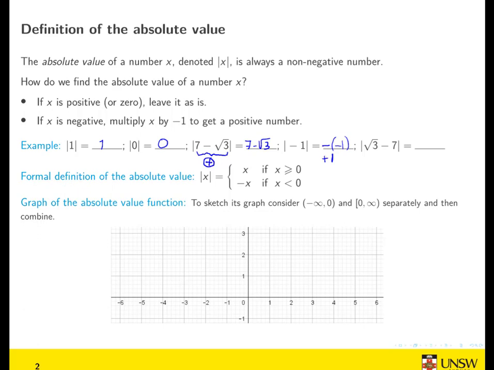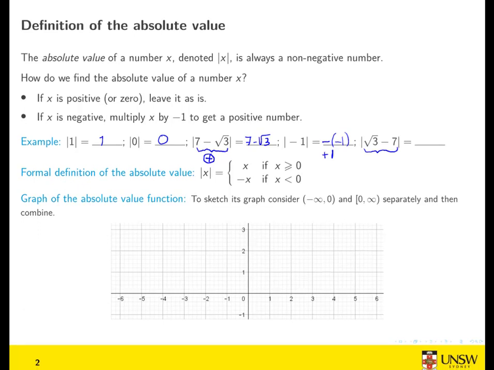Last example. Again, square root of 3 is more or less equal to 1.7, so if you subtract 7, that's negative. The rule is, if you take the absolute value of a negative number, the way to do this is just put a negative sign in front of it in order to make things positive. So we get the absolute value of square root of 3 minus 7, and this is minus square root of 3 plus 7, which is indeed a positive number.